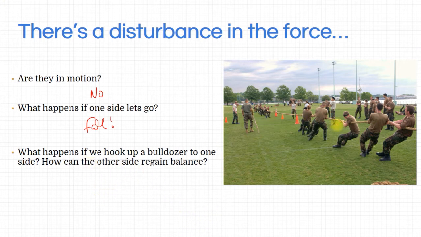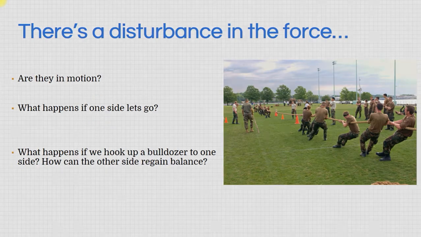Okay, so what if instead of just letting go, we hook a bulldozer up to this side, which of course is much stronger than 10 people? What would happen then? Well, everybody would go flying that way, right? They'd go flying across the field, and they would lose. The only way to stop that from happening, in order to get back to balance, is to hook another bulldozer up, right? And then we're having a tug of war game with 2 bulldozers on it instead of about 15 people.